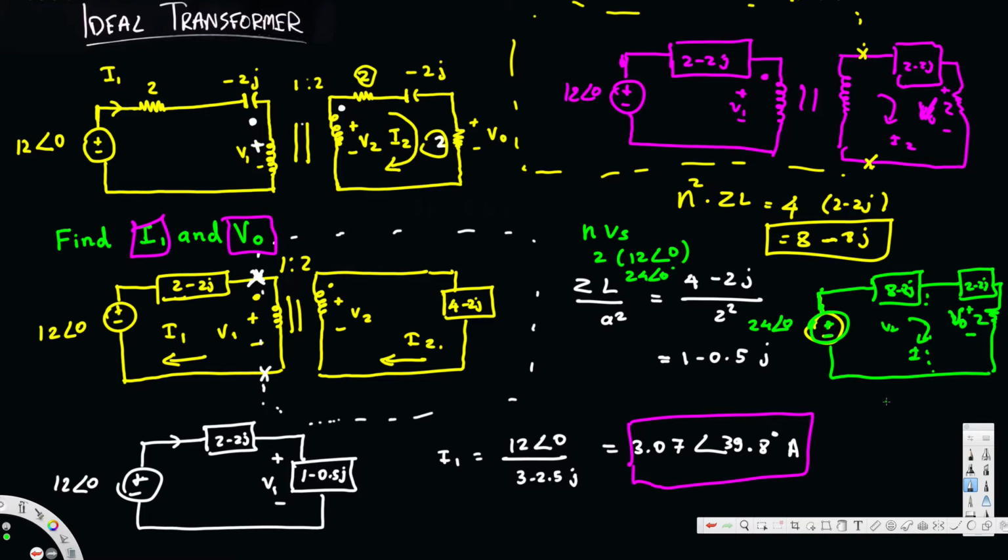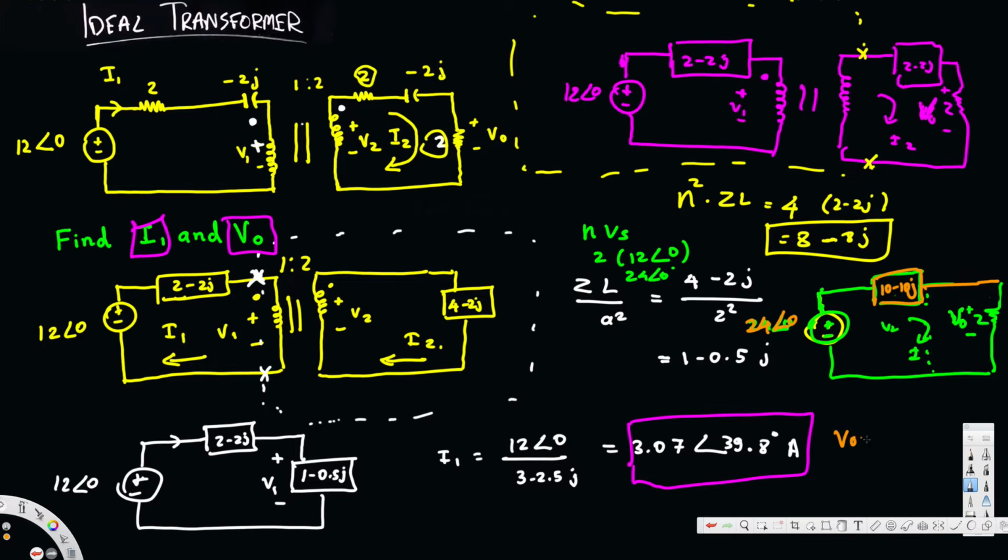Now we are trying to solve for V0. We can combine these two impedances together, so we will get 10 minus 10J, because 8 plus 2 is 10, minus 8J minus 2J is minus 10J. Let's do that over here. 10 minus 10J, and the voltage across here is 24 angle 0. Now this is 2. Now let's find out VO.